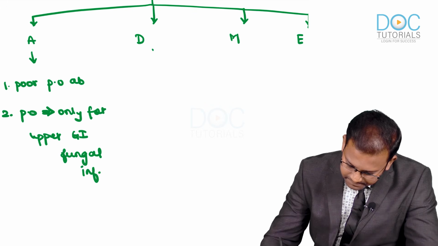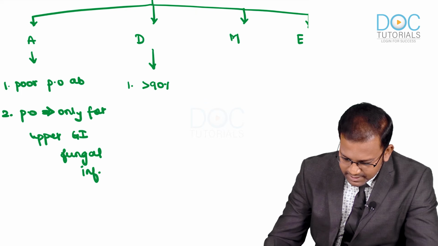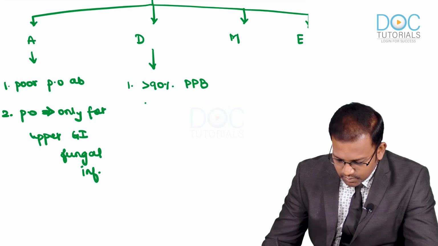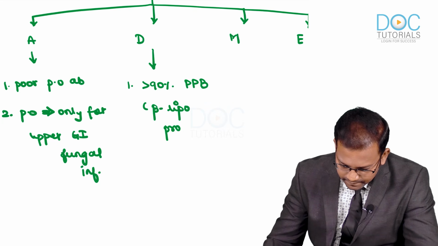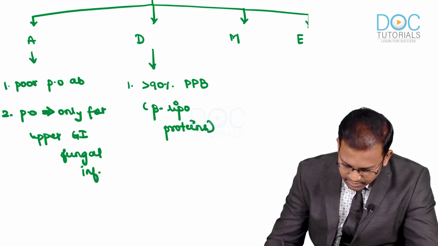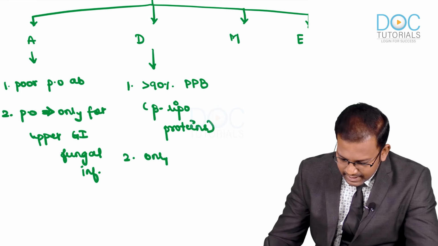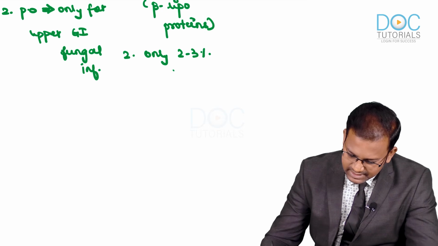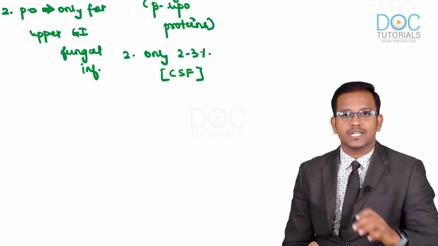What about distribution? As far as distribution is concerned, this drug is very highly plasma protein bound. More than 90% is plasma protein bound. Especially, amphotericin B is going to bind with beta lipoproteins. The next one, only 2 to 3% is an important point, guys. Only 2 to 3% reaches the cerebrospinal fluid. A very minimal amount is going to reach the cerebrospinal fluid.